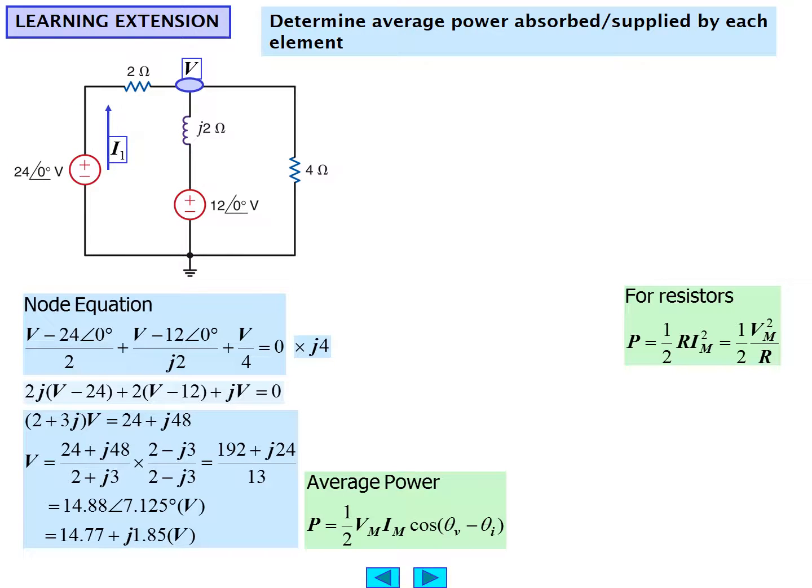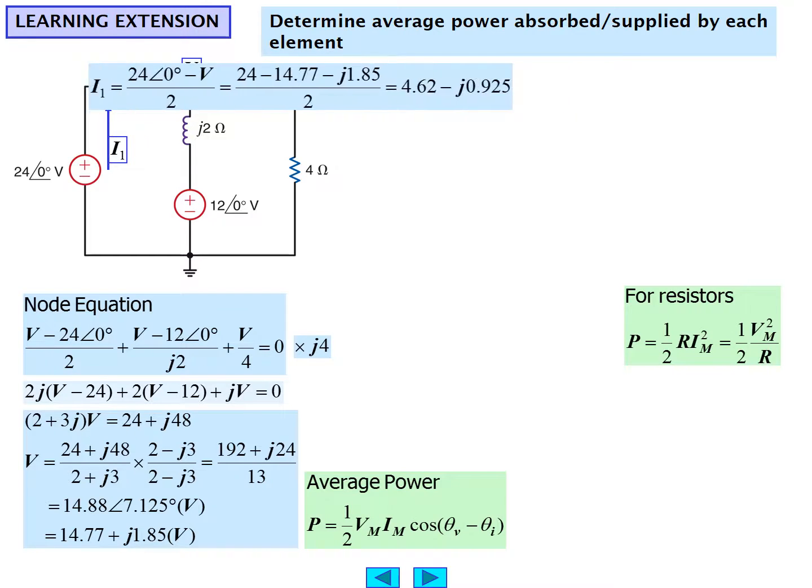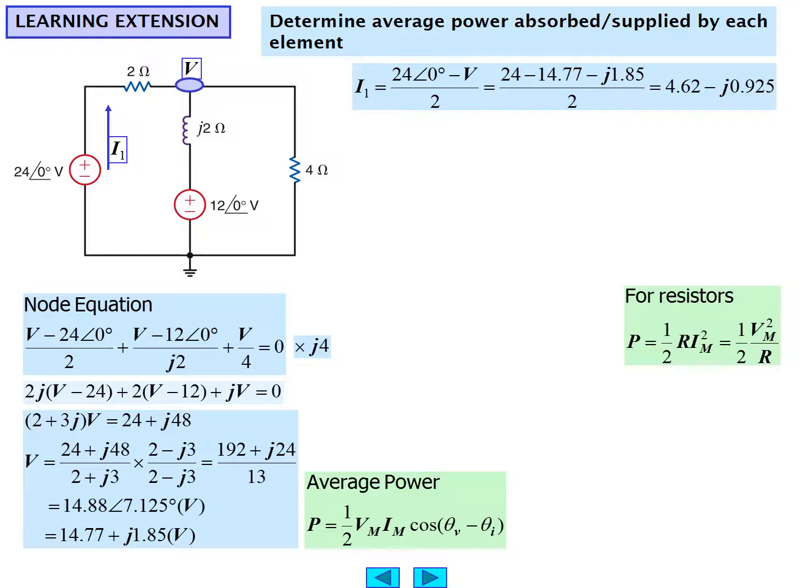We need to find the current I1 because that determines the power being absorbed by the 2 ohm resistor. We can find I1 by noticing that the voltage difference across that impedance of 2 ohms is 24 angle 0 minus V, which we just calculated. It is reasonable to use its rectangular form, which we do have, and we end up with I1 is 4.62 minus j0.925, or if you will, I1 is 4.71 angle minus 11.32 amperes.